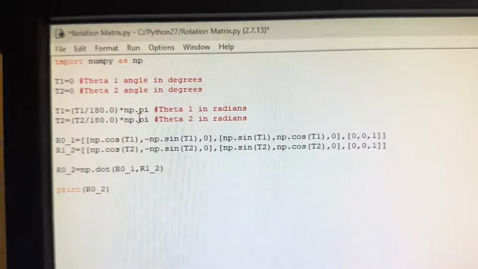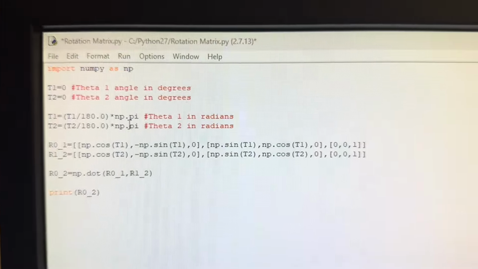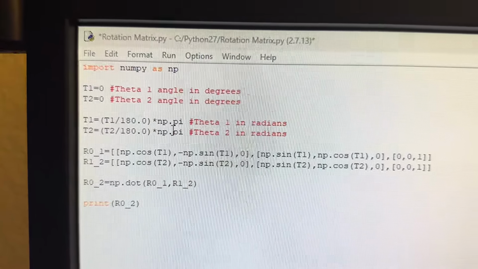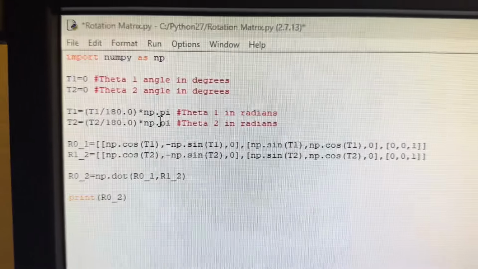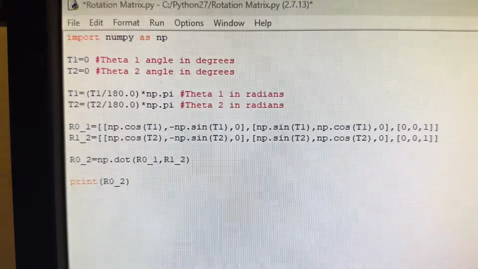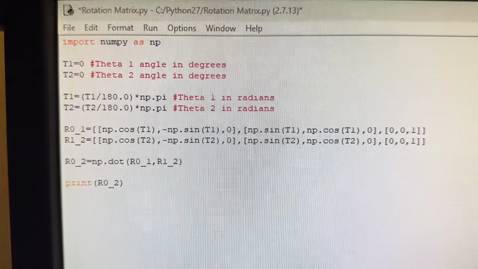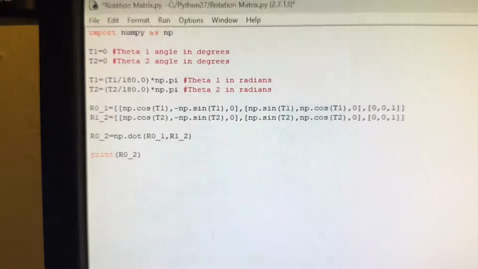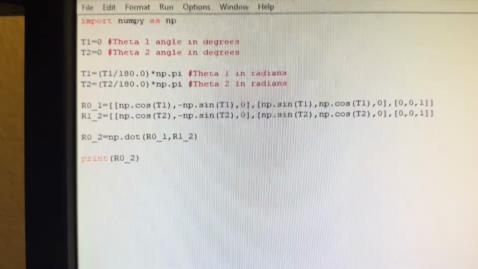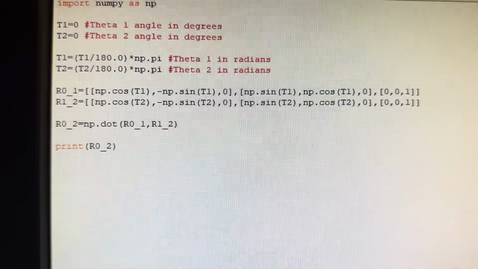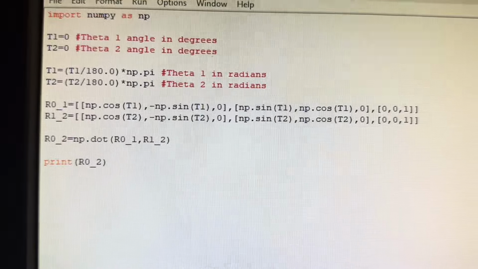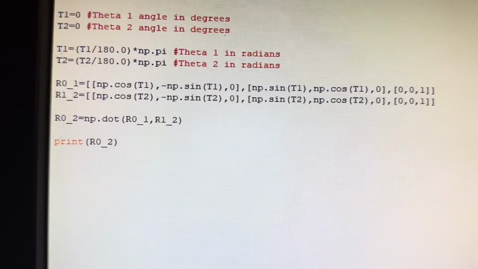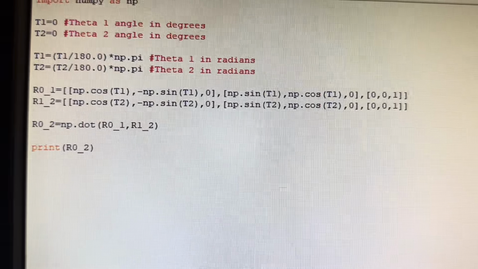Then on this side, same thing, import numpy as np. And then we have theta 1 and 2, both identified starting at 0 degrees. Below that, we have the two equations to put those values in radians. Below that, we have the two matrices that we're multiplying together, which are R0 to 1 and R1 to 2. You can see those matrices typed out with the cosine and sine placed as needed.